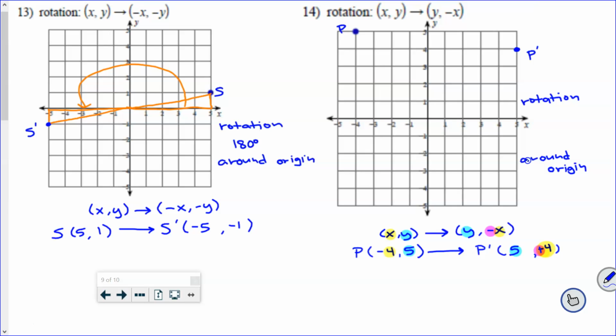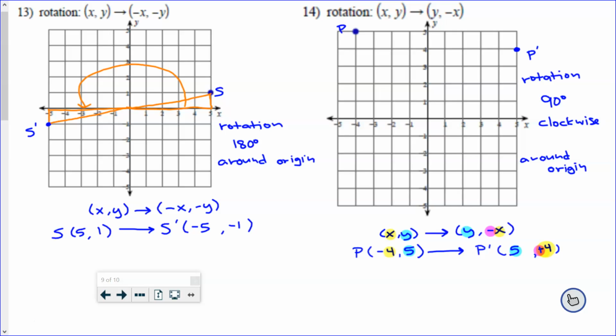Audrey, how much did it rotate? 90 degrees clockwise. Yep, we need the direction on this one. So rotation, 90 degrees clockwise. It's just a really big degree sign. We do need to know if it's clockwise or not clockwise.